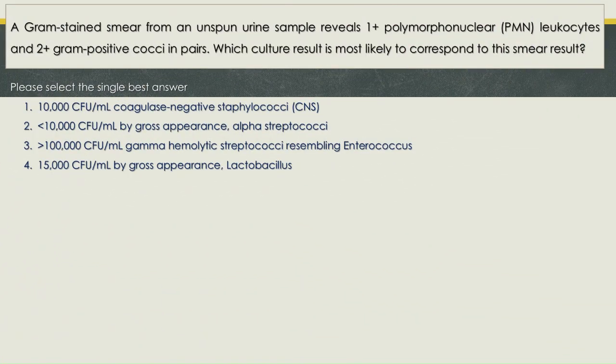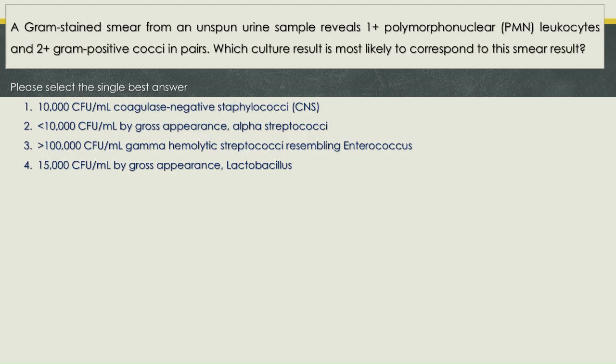A gram-stained smear from an unspun urine sample reveals 1+ polymorphonuclear, PMN, leukocytes and 2+ gram-positive cocci in pairs. Which culture result is most likely to correspond to this smear result? Please select the single best answer.